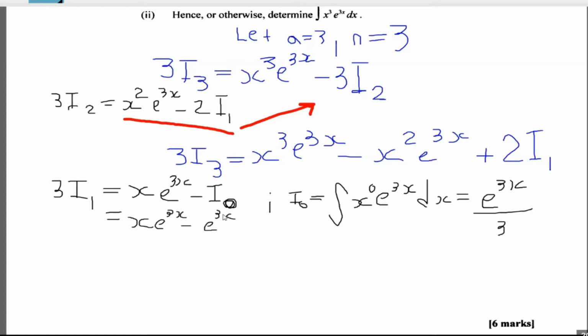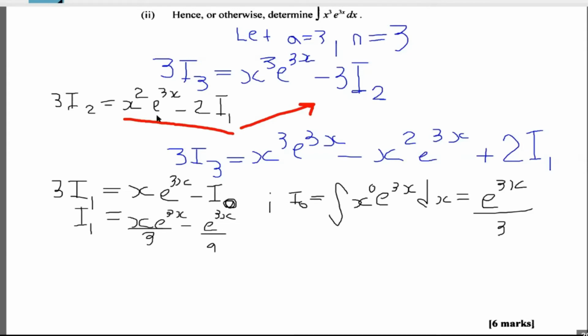But look at this now. This is now 3I1, but let's say I just want I1. I'm going to divide through by 3, and dividing through by 3, I get x e to the 3x divided by 3, and 3 times 3 is 9. So this is now I1. I1 is x e to the 3x over 3 minus e to the 3x over 9. So that is I1. Now I'm going to plug all of this weird stuff right here into right here.